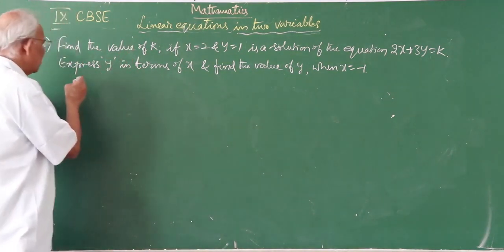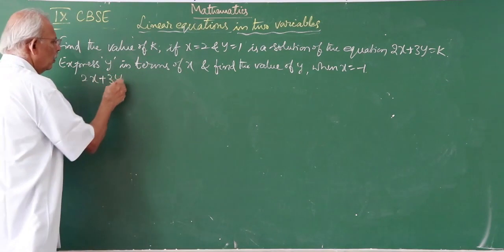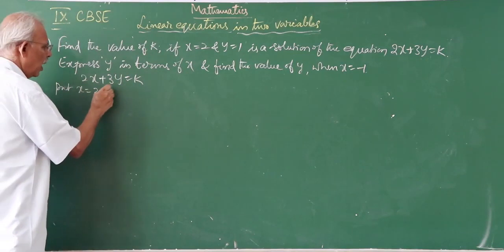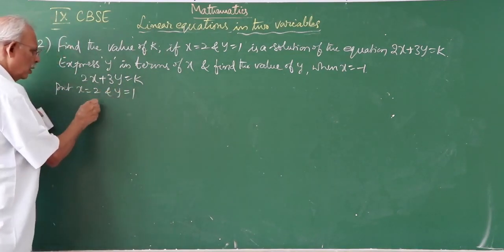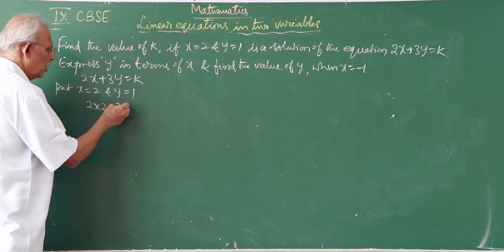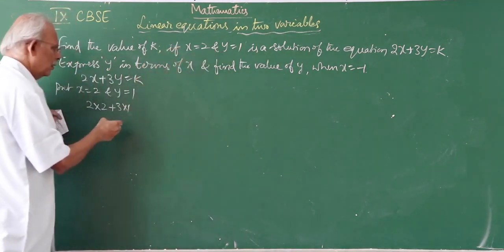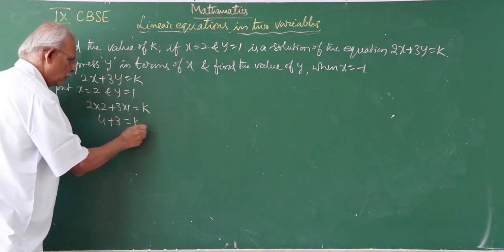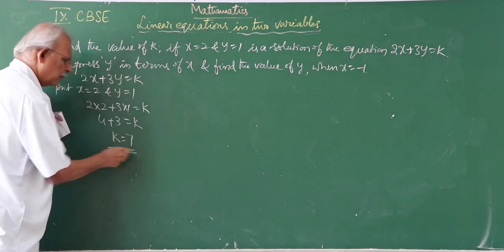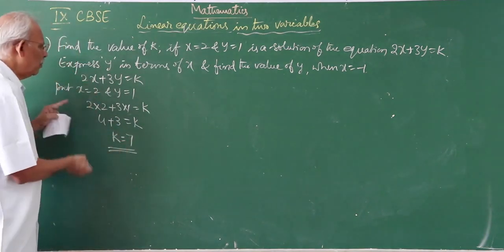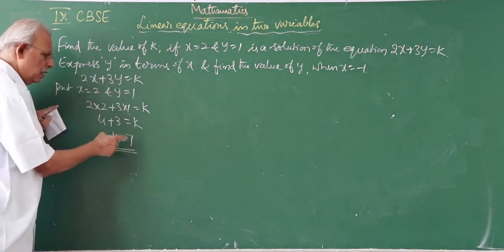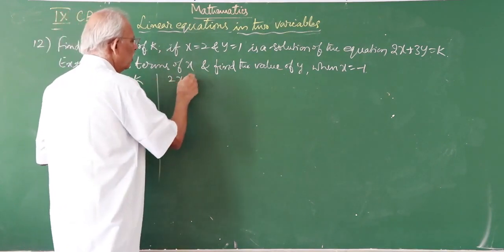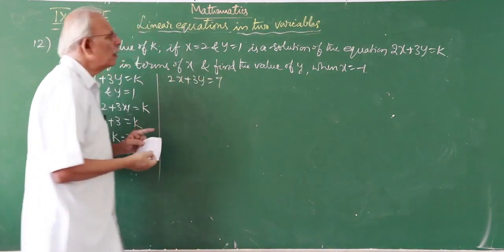Take the equation 2x plus 3y equals k. Now put x equals 2 and y equals 1. 2 into 2 plus 3 into 1 equals k. 2 twos are 4 plus 3 ones are 3. So k equals 7. Now look here, the equation becomes 2x plus 3y equals 7.